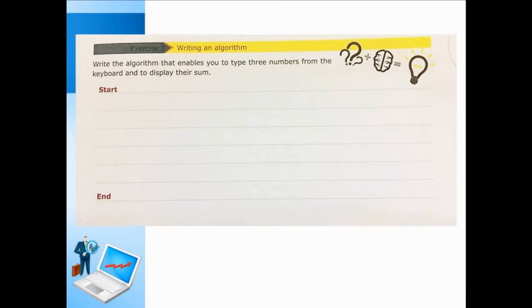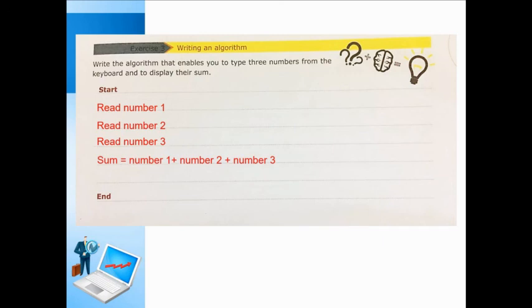The first step of the algorithm is start. Then what do you think will be the second step? You have to read number 1, then read number 2, and since we're asked to type 3 numbers, we have to read number 3. Then the fifth step is sum equals number 1 plus number 2 plus number 3. Then we write sum, and the last one is end. This is the end of our lesson all about algorithm.